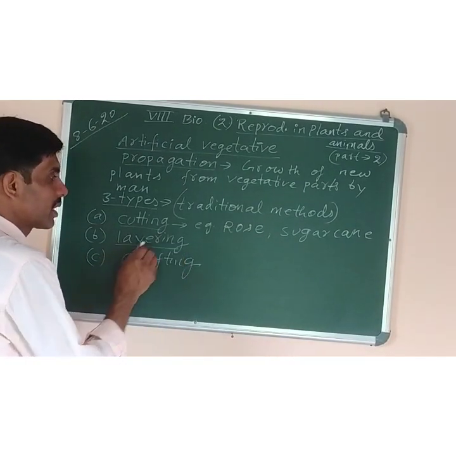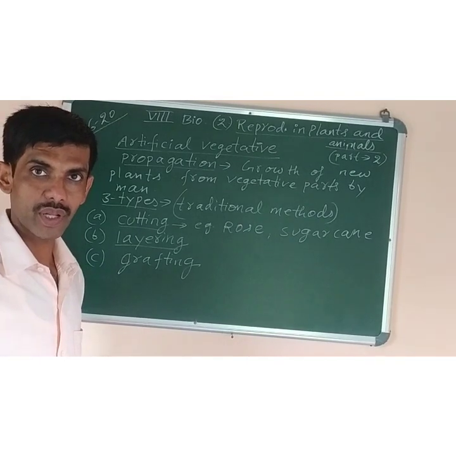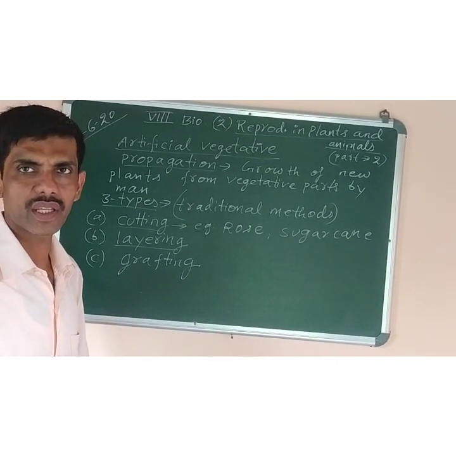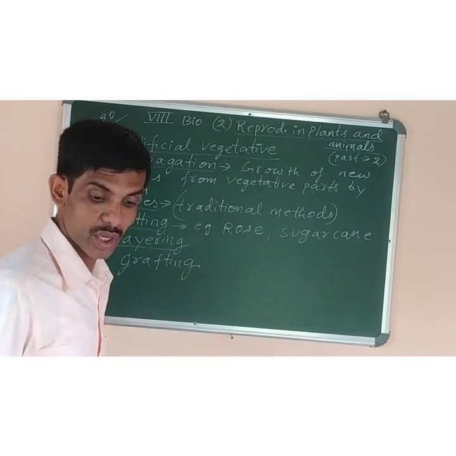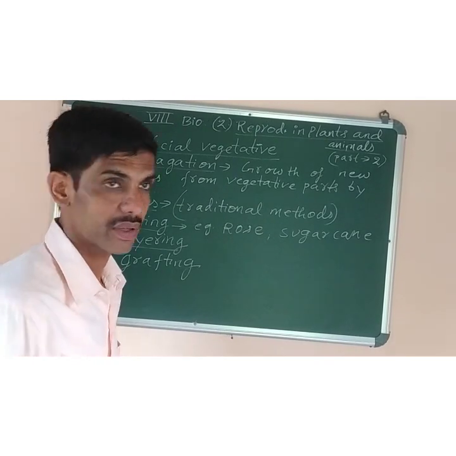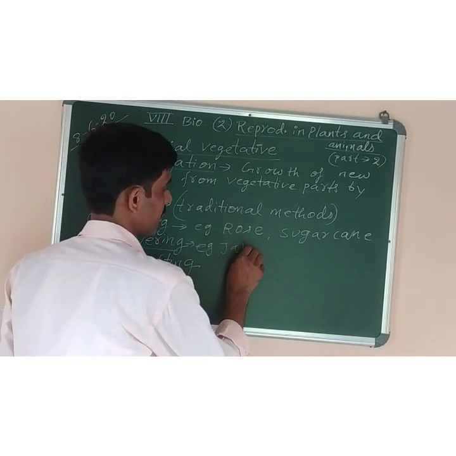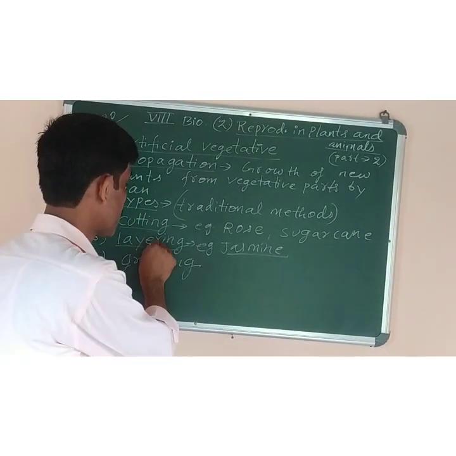Now next one is layering. Layering is also a traditional method of vegetative propagation. Particularly it is done in some plants whose stem is very thin and flexible. Example, you can write, plants like jasmine, the name of a flower. How to grow a new jasmine plant? By the process of layering.